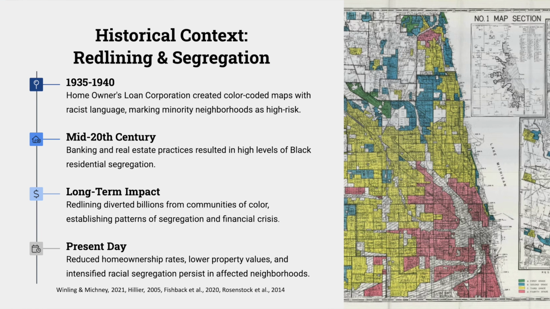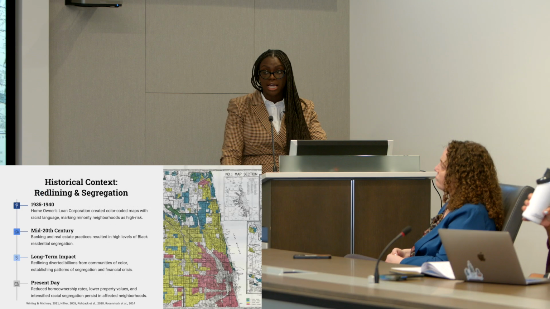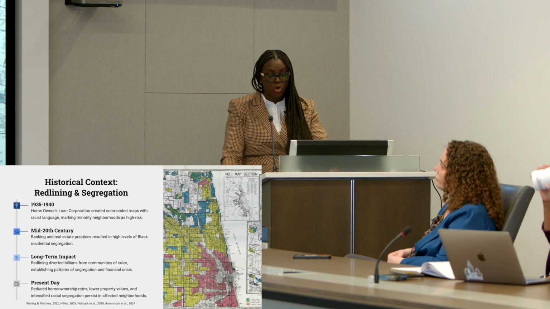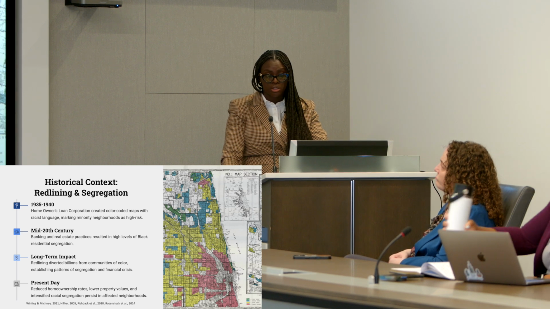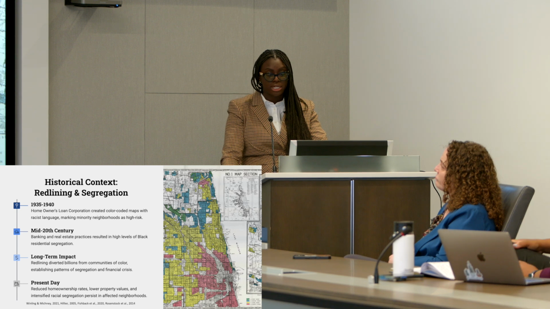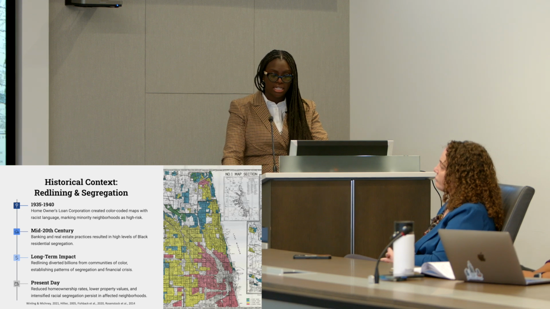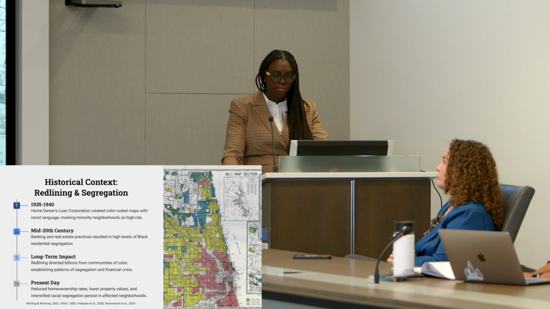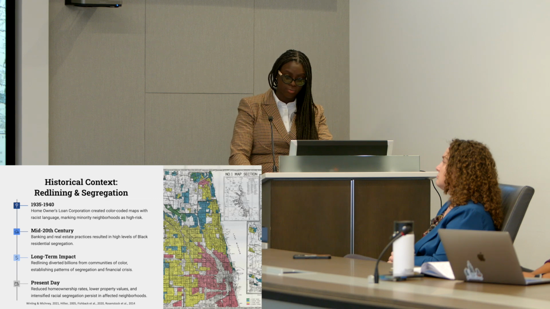Redlining is a historical practice that continues to affect urban communities today. In the 1930s, the Home Owners' Loan Corporation, also known as HOLC, used maps that deemed minority neighborhoods as high risk and thereby prevented them from accessing mortgage loans. The enduring impact of redlining is seen in present-day urban areas, where segregation and disinvestment have led to persistent poverty, limited home ownership, and unequal access to quality housing and healthcare.